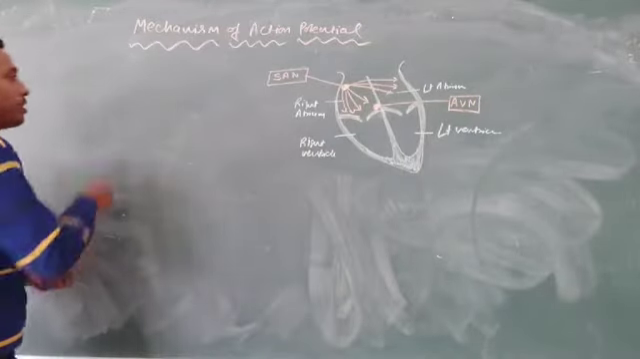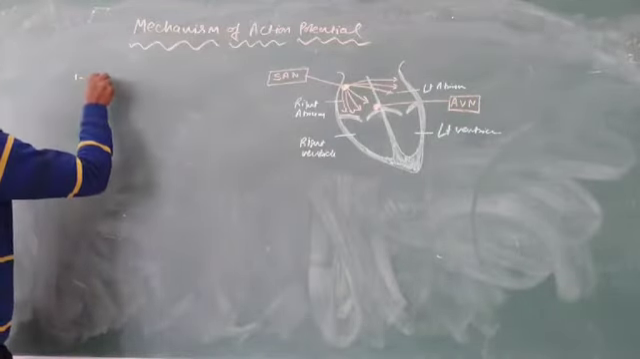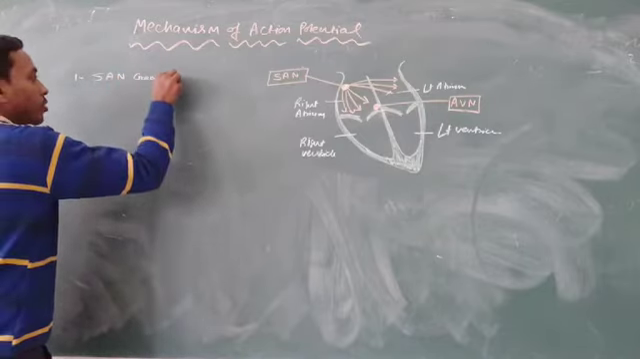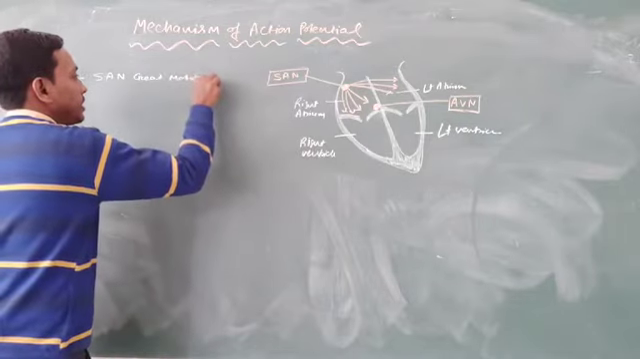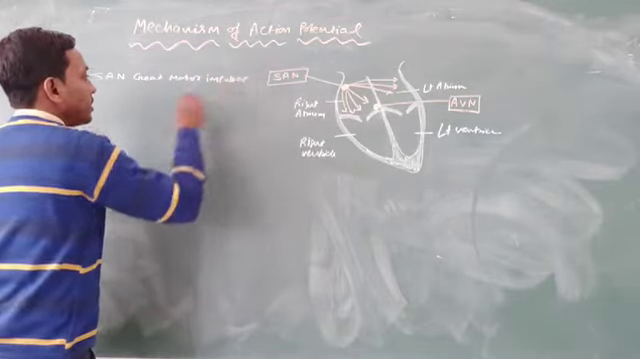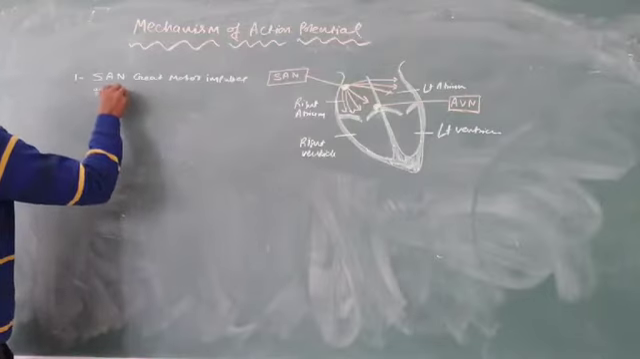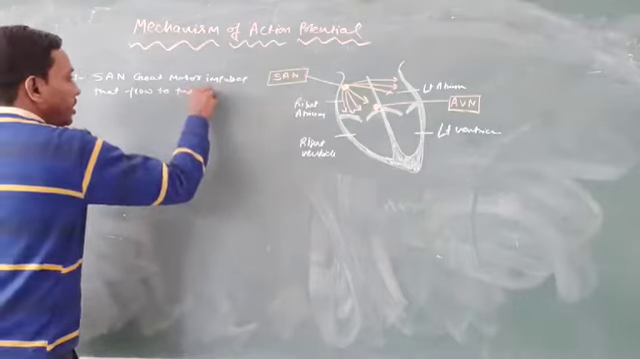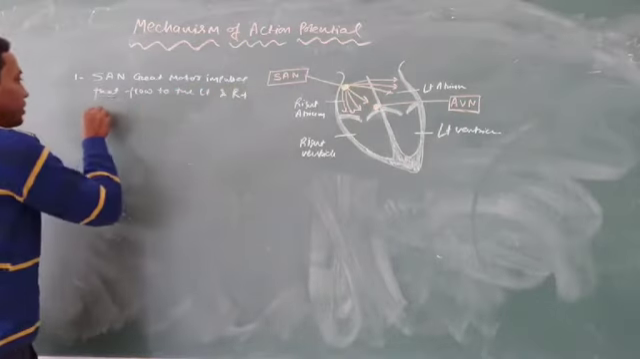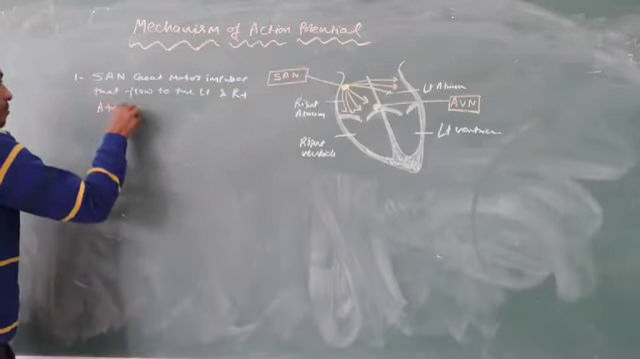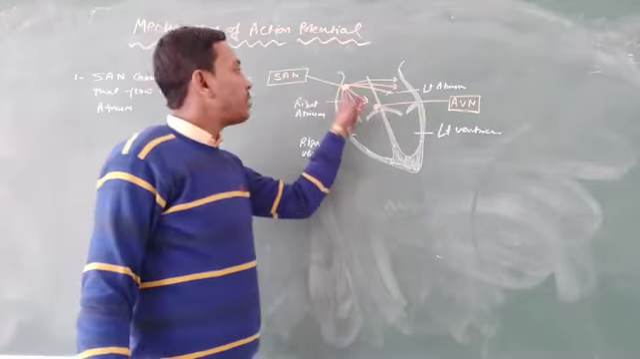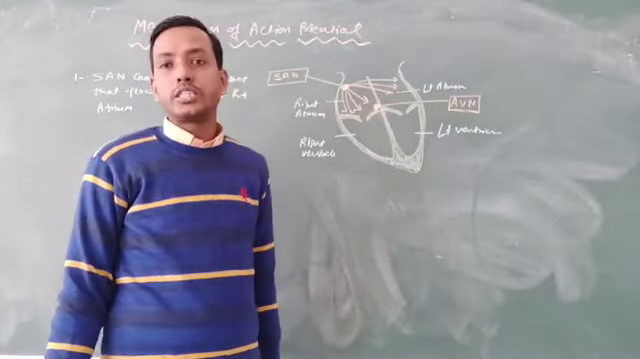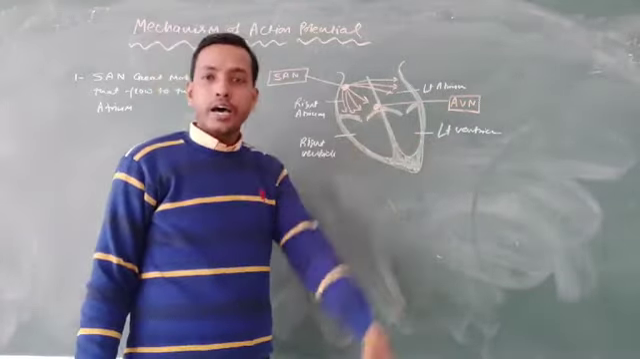So the first point we note: the SA node creates motor impulses that flow to the left and right atrium. Point 1. It means the motor impulses generated by the sinoatrial node only flow to the atrial chambers, that is, the left and the right chamber.